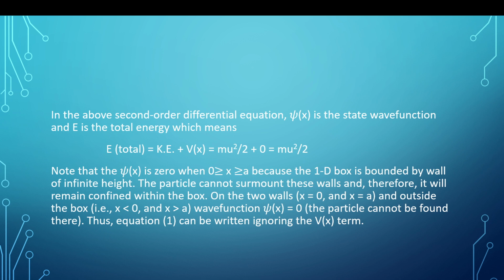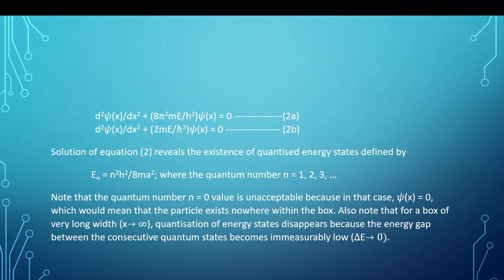The particle cannot surmount these walls and therefore it will remain confined within the box. On the two walls, x equal to 0 and x equal to a, and outside the box, that is x less than 0 or greater than a, wave function psi(x) becomes 0 because the particle cannot be found there. Thus, equation 1 can be written ignoring the potential energy term V(x). It becomes d2 psi(x) over dx square plus 8 pi square mE over h square psi(x) equal to 0.